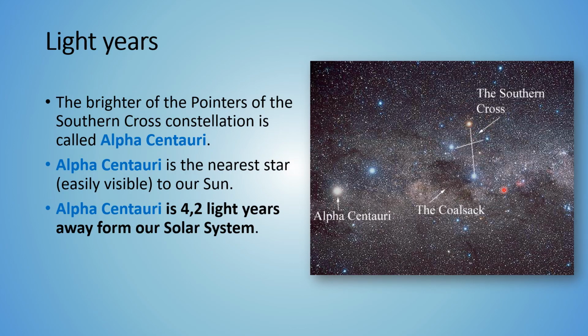Now, if you look at the Southern Cross at night with the two pointers, you will see that one pointer is brighter than the other. The brighter one of the two pointers is called Alpha Centauri. Alpha Centauri is a very special star to us because it is the nearest star to our Sun. The distance from our Sun to Alpha Centauri is about 4,2 light years. So it's billions of kilometers away.